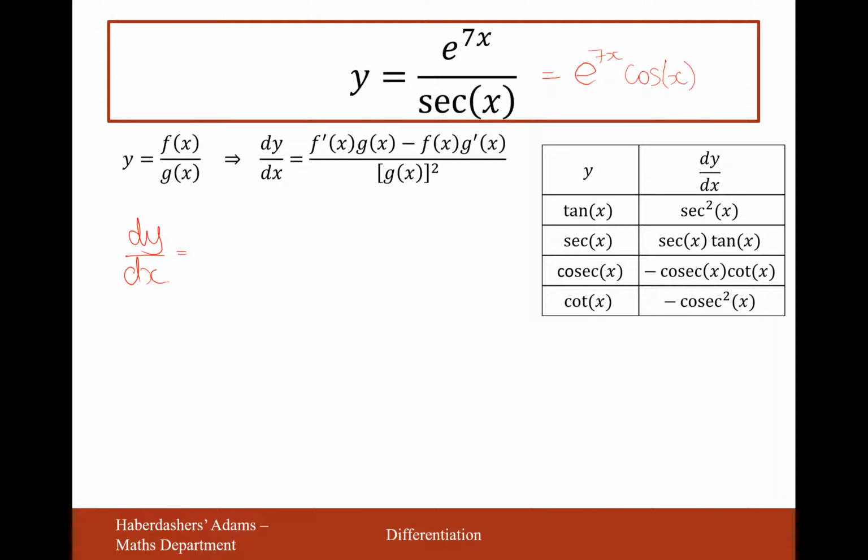So let's start differentiating this function as it was previously. Derivative of the f function, remember f is on the top, g is on the bottom. So the derivative of the f function is 7e to the 7x multiplied by the g function, that's sec x. Subtract the f function, e to the 7x, multiplied by the derivative of the g function, sec differentiates to sec tan.